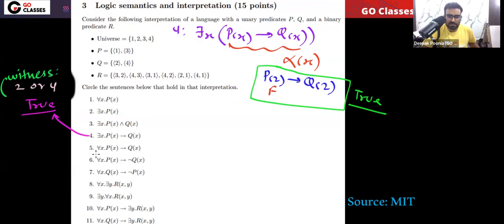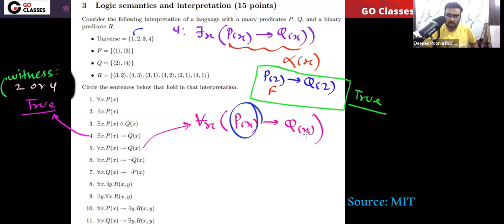What about the fifth statement? For all x, p(x) implies q(x). What does this actually mean? For everyone, we are saying that if p is true, then q is true for that element. So can I say that for any element, whatever element you take, if p is true then q is true? No. You can take 1. For this element 1, you can see that p is true but q is false. So overall this fifth statement is actually false.